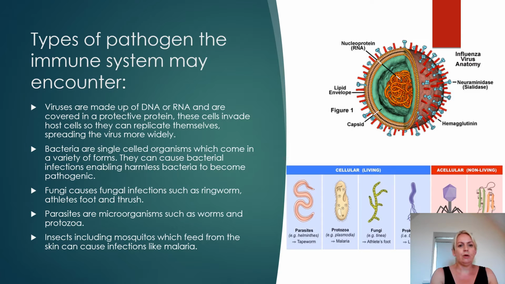Viruses are covered in protective proteins and invade the host cells so they can replicate themselves, spreading the virus more widely. Bacteria are single-celled organisms which come in a variety of forms. They can cause bacterial infections, enabling harmless bacteria to become pathogenic. Fungi cause fungal infections such as ringworm, athlete's foot and thrush. Parasites are microorganisms such as worms and protozoa. Insects, such as mosquitoes, feed from the skin, suck the blood and cause infections such as malaria.